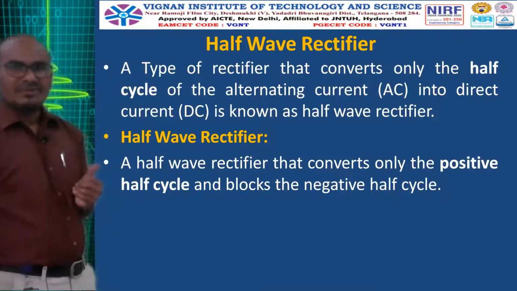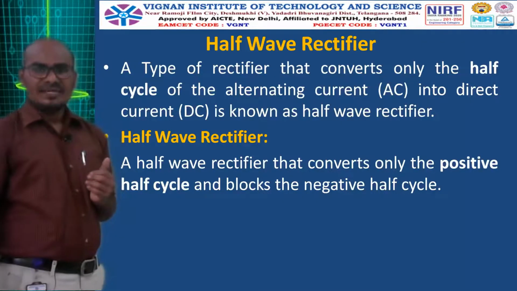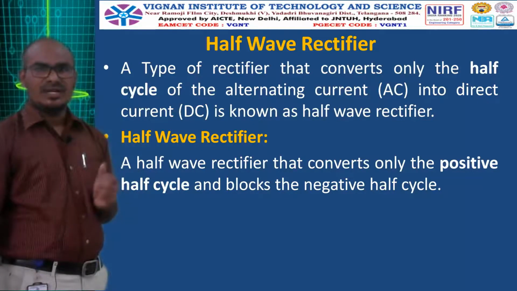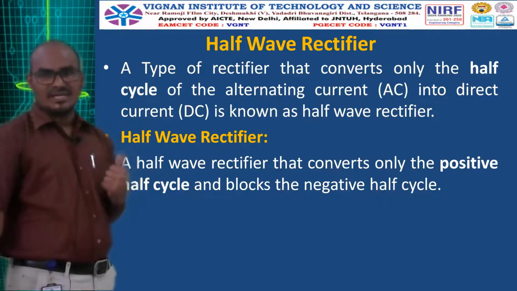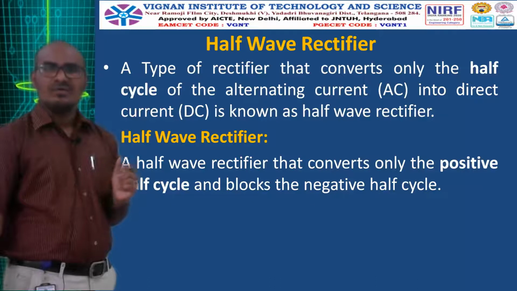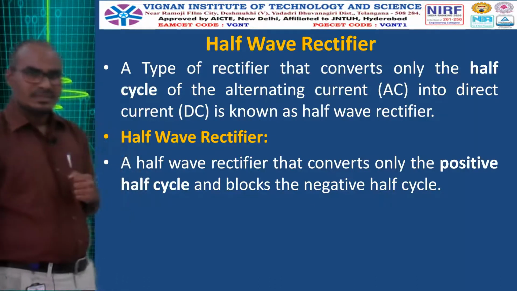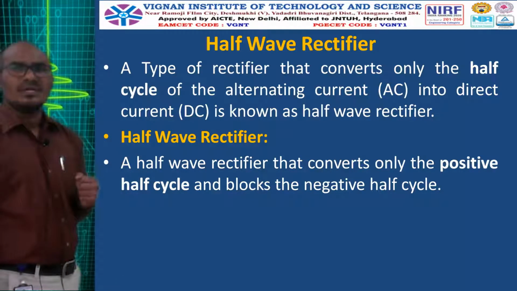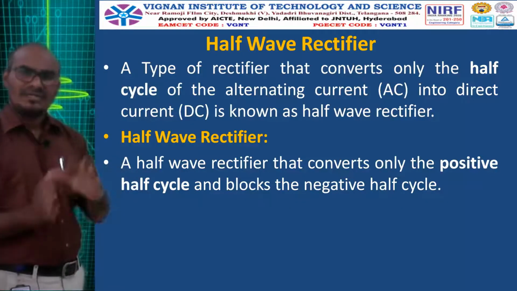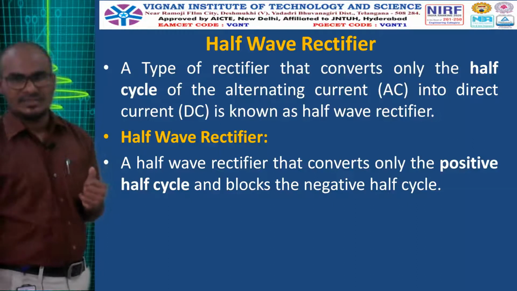So what is a half wave rectifier? A type of rectifier that converts only the half cycle of the alternating current into direct current is known as the half wave rectifier. As I have just said, it will convert only half of the wave. It will not convert the full wave. A half wave rectifier converts only the positive half cycle and blocks the negative half cycle. How it does that, we'll see with the circuit diagram.